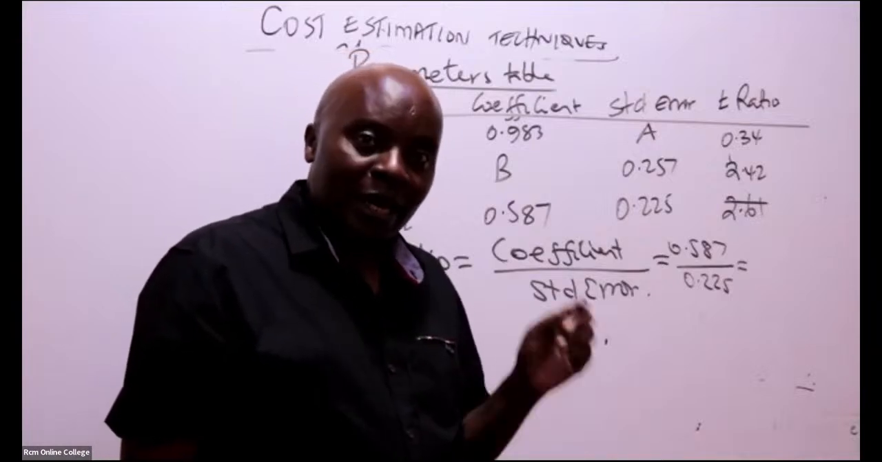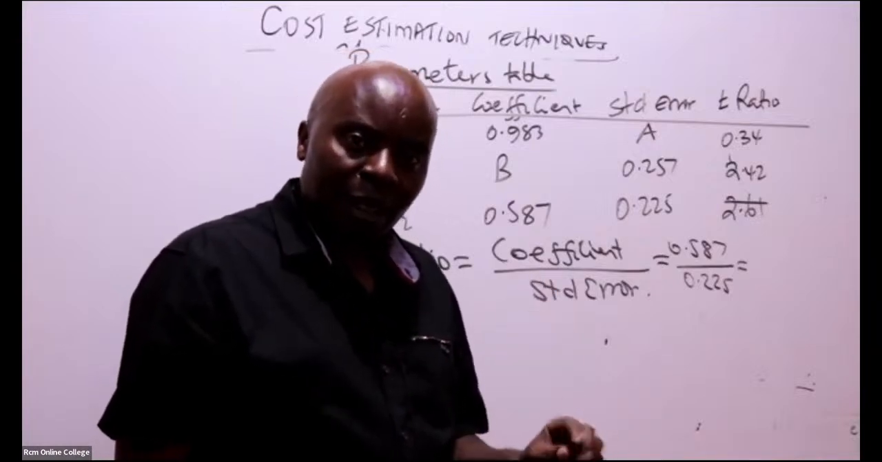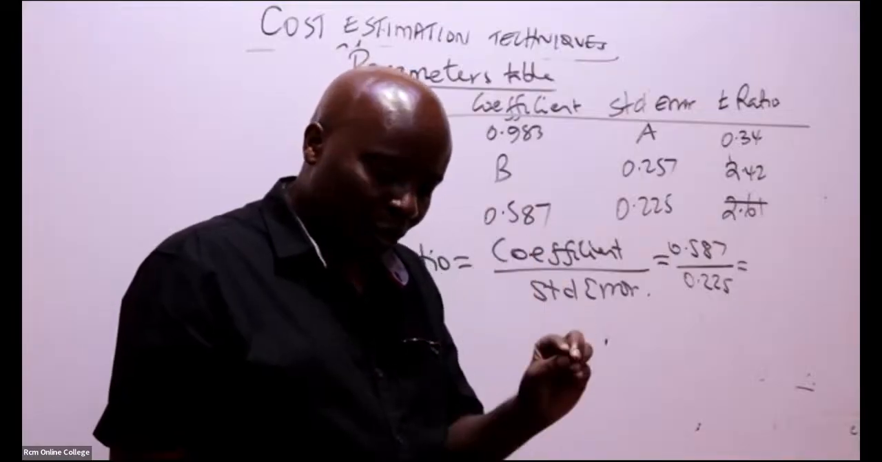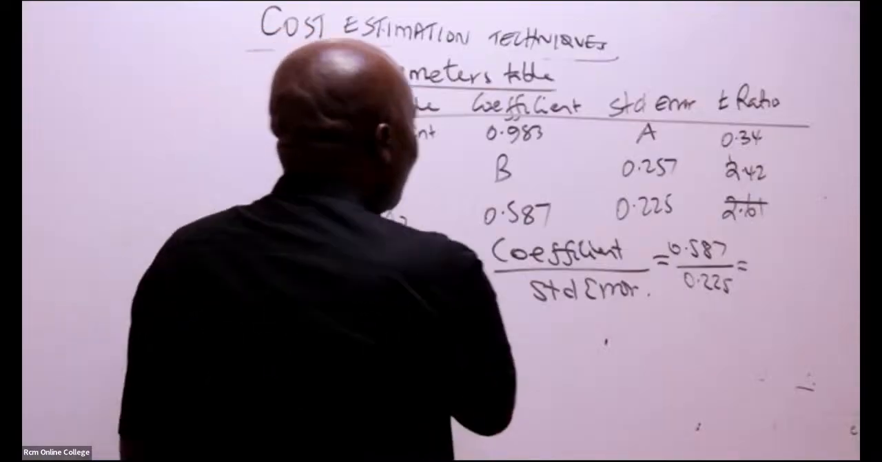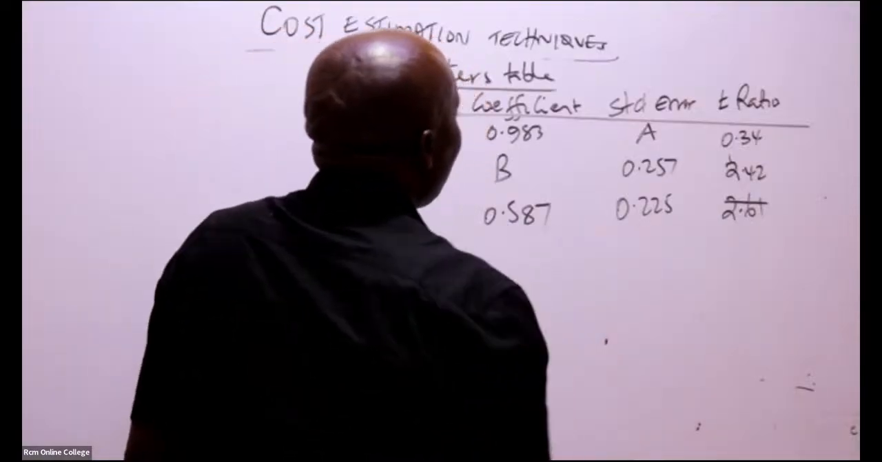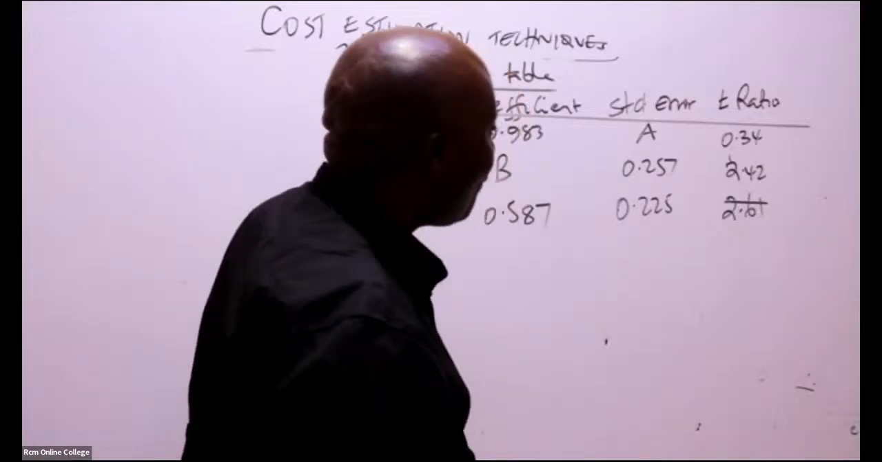But we overcame. So here, anytime we are sleeping, we shall always be forced to remember that T ratio is coefficient all over standard error. Now then, I would want us to calculate A. I've given you the formula already.